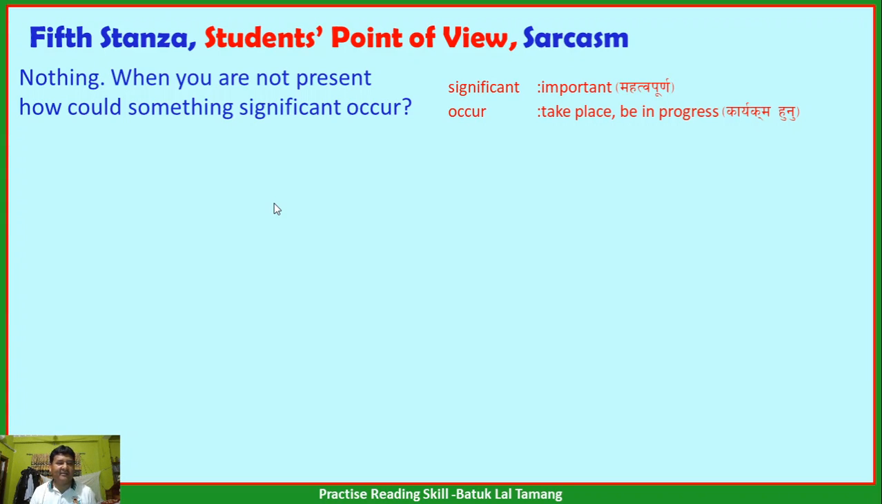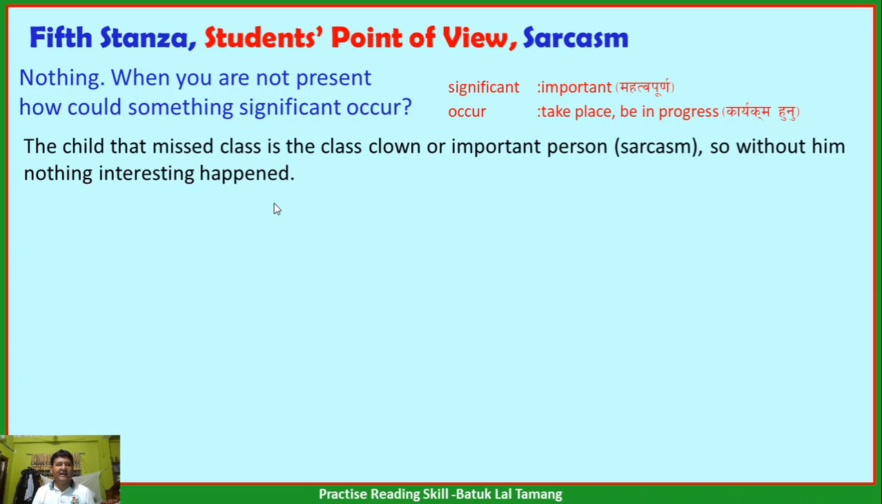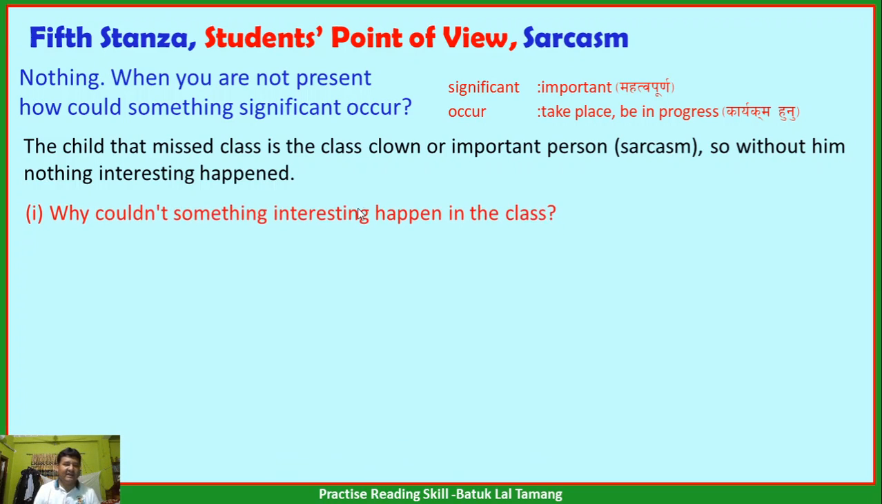Kunai kura hunu, karyakram hunu. So it means the child that missed class is the class clown or an important person in the class. Actually, the teacher is sarcastic here. Actually, he is not so important. However, he is telling that you are a very important person. He is called class clown also. So without him, nothing interesting happened yesterday. In this way, he gave the answer here.